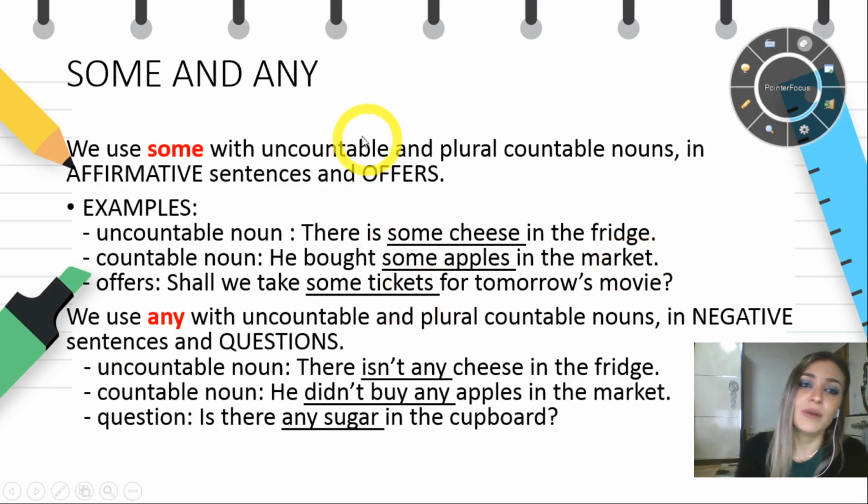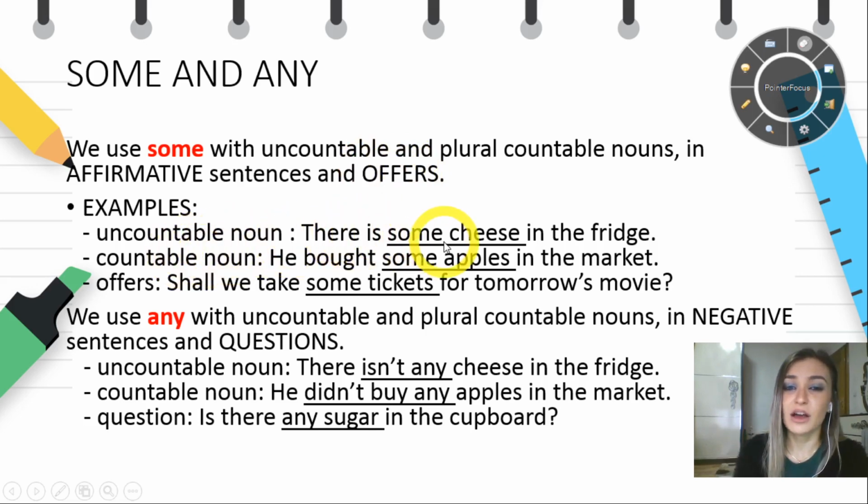When we are talking about countable and uncountable nouns, we need some other elements that we take into consideration. For example, we have some and any. We use some with uncountable and plural countable nouns in affirmative sentences and offers. Remember this. For example, uncountable noun.